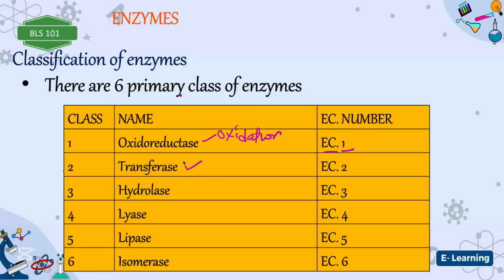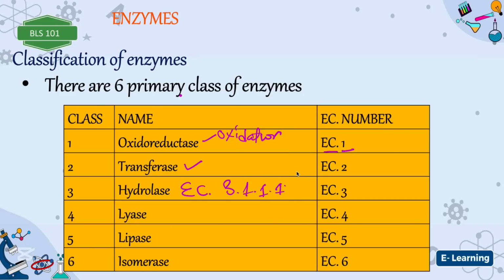Then 3 is hydrolase, EC3. They catalyze hydrolysis, that means breakdown with water. Any enzyme that you see start with EC3. For instance, you may have an enzyme like this, EC 3.1.1.1. Know that this particular enzyme actually breaks down something. You see them like esterase, cholinesterase. This one, they break down something.